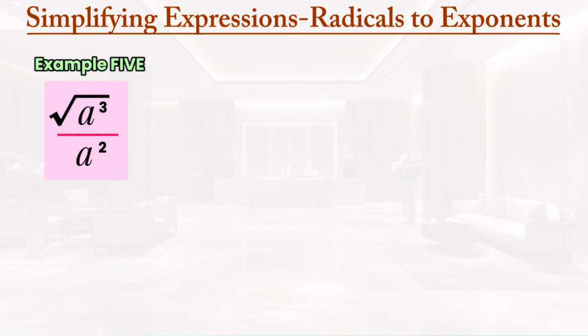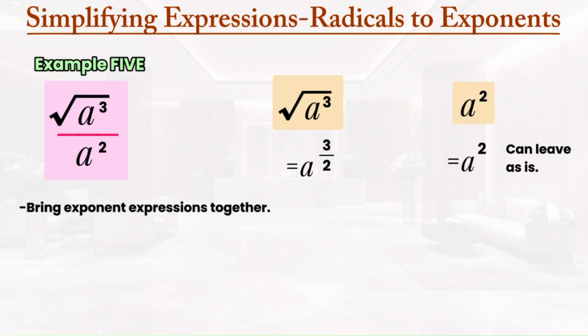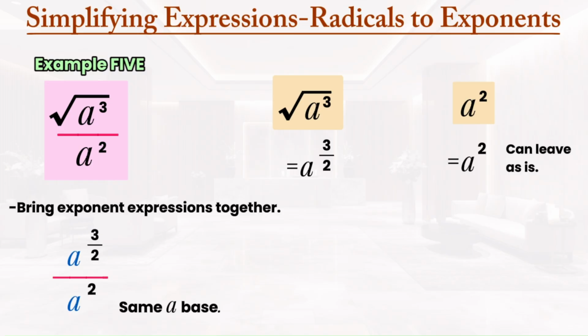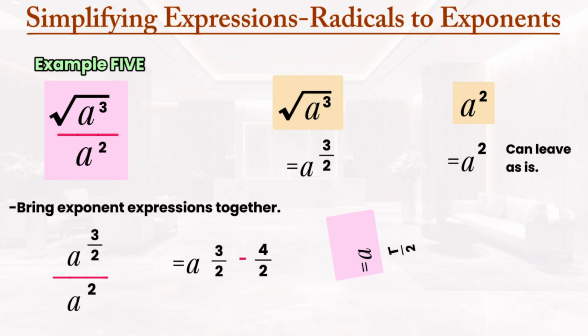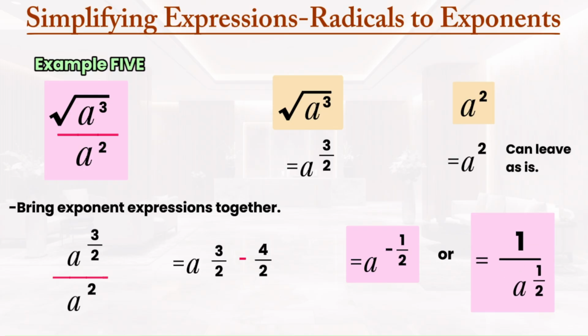Okay, let's have a look at this expression. Here we are dividing with the radical numerator, while the denominator isn't a radical. We can remove the radical by writing the square root of a to the power of 3 like this. Now, since we are dividing values of the same base, we can subtract the exponents. That means that a to the power of 3 over 2 divided by a squared can be written as a to the power of 3 over 2 minus 2. That gives us a final answer of a to the power of negative 1 over 2. This can also be written as 1 over a to the power of 1 over 2.